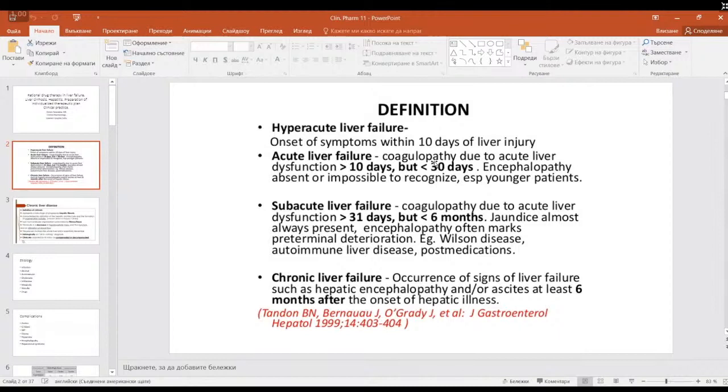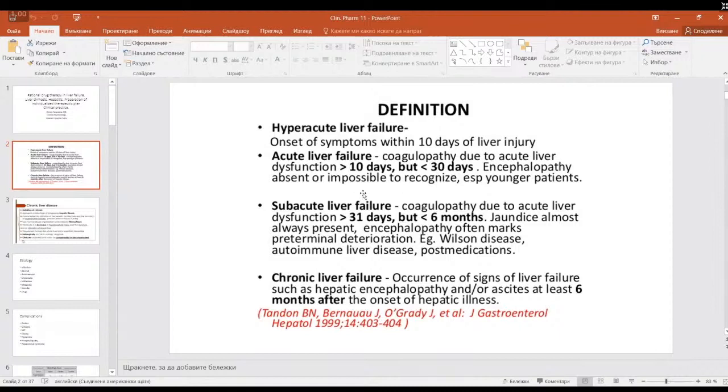And if the INR is very high, which means above, let's say, 2.5, above 3, it's a very bad prognostic sign. If the INR is normal, if it's less than 1.3, let's say, it's a good prognostic sign. It means that the liver failure is not yet decompensated.